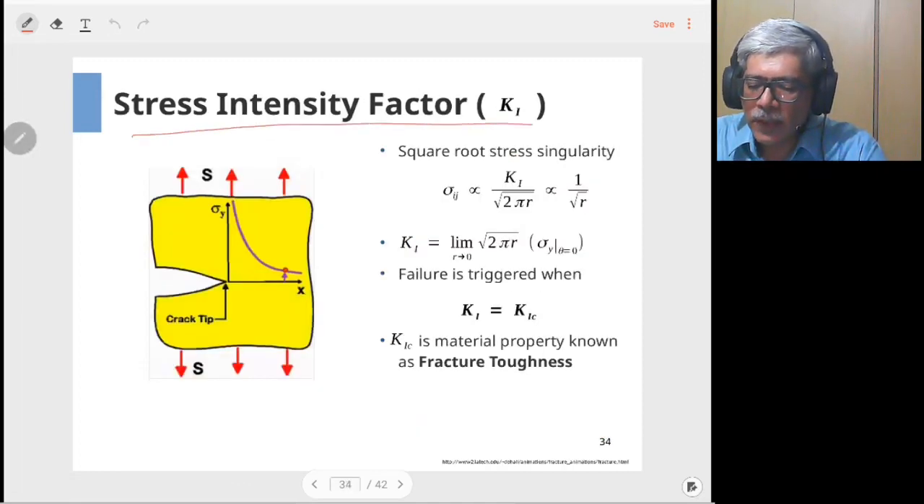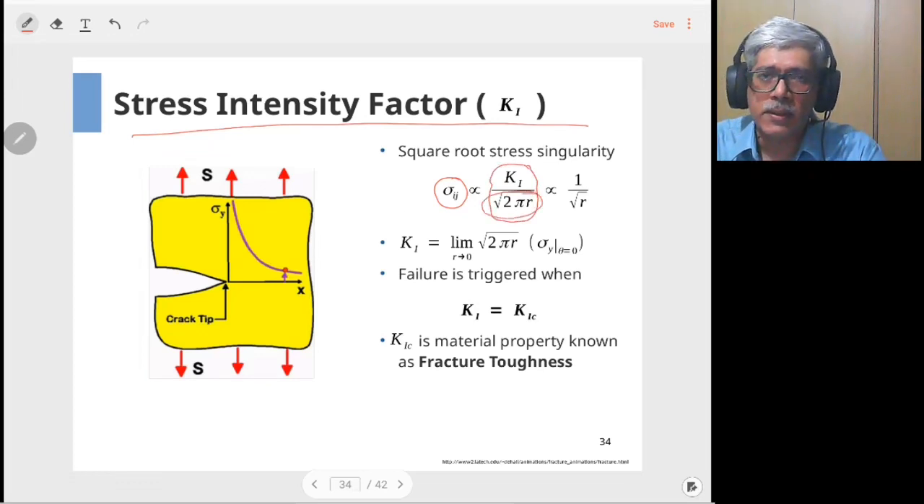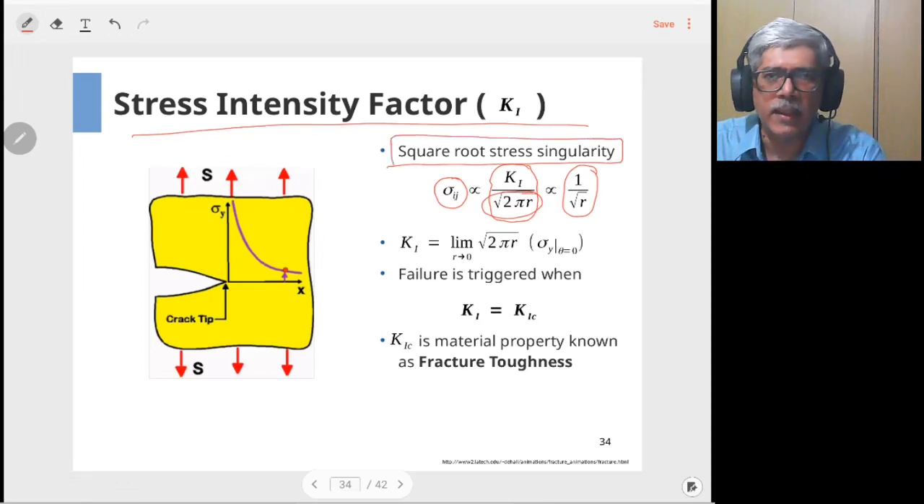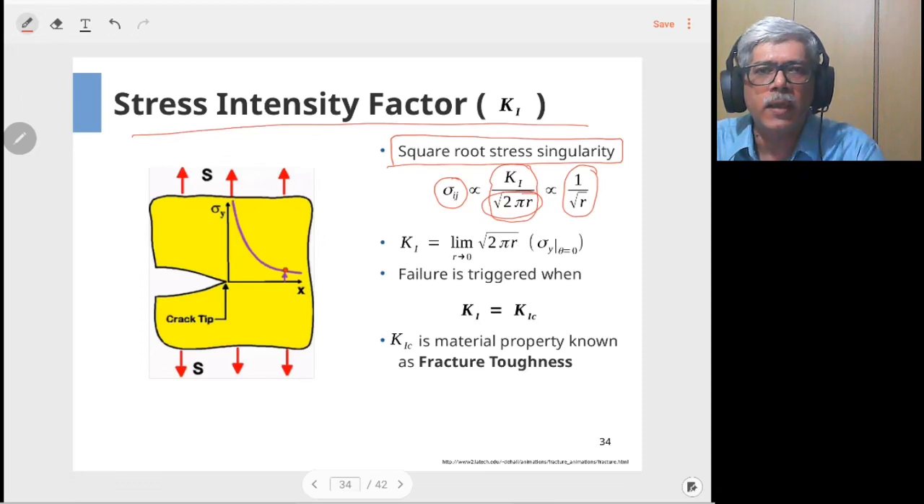The stress intensity factor, as I just now showed, all the stress components are directly proportional to the stress intensity factor, and they are inversely proportional to the distance from the crack tip. So this is known as the square root stress singularity. Singularity means that exactly at the crack tip you have indefinite or infinite stress.